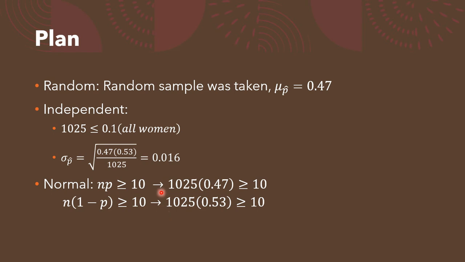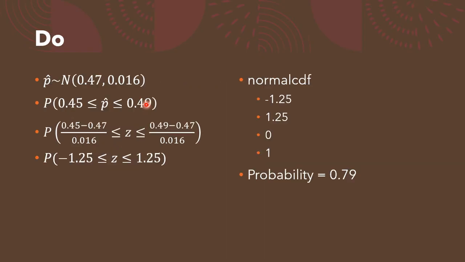So based off of this, we know that it's approximately normal. Since it's independent, we know that it's going to have that deviation, and because it's stated that it's random, we know where our mean is. Next up we have our do, and so our do is our formula. So we've stated what our normal distribution is, which is up here, the mean of 0.47 and a deviation of 0.016. Our probability, which we stated back in state, was 0.45 to 0.49.